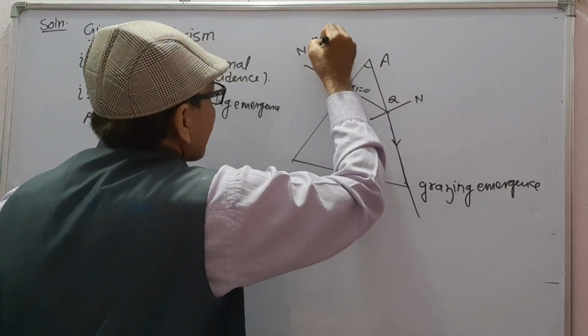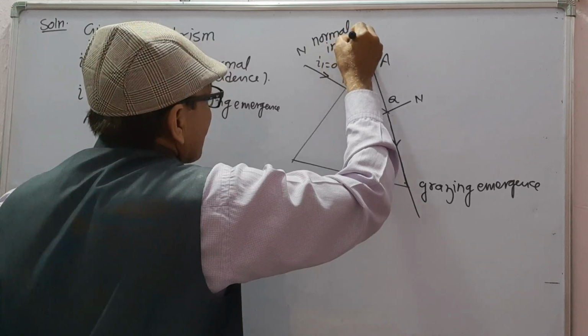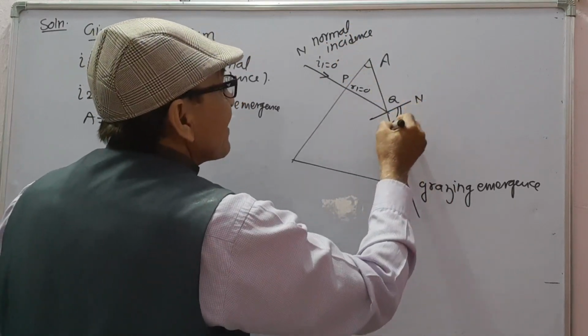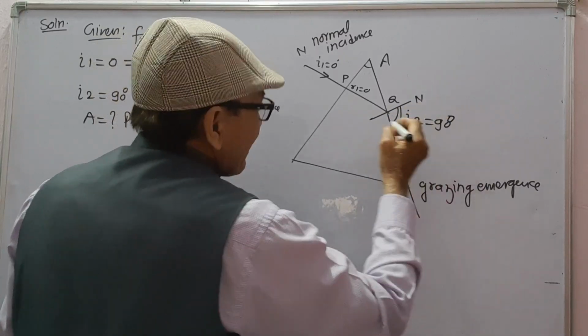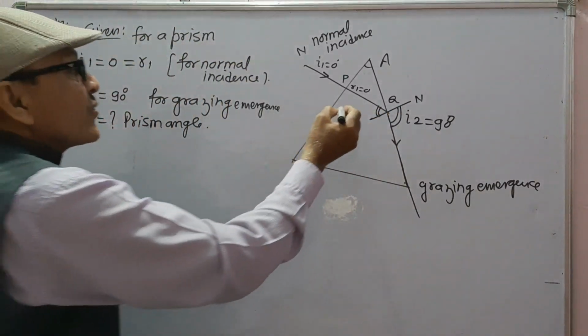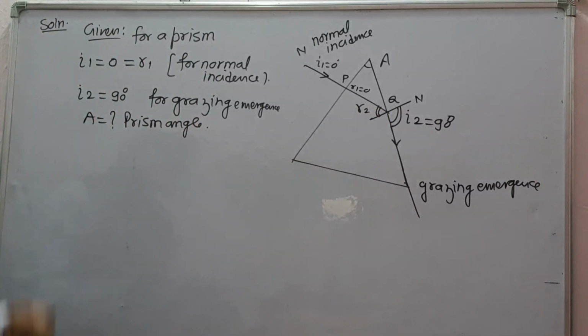This is normal incidence, and this is grazing emergence. That is, this angle will be 90 degree. Now clearly this angle, which is R2, must be equal to the critical angle.